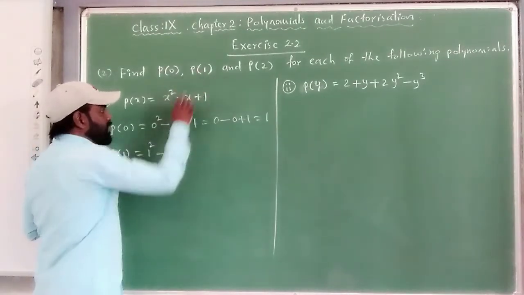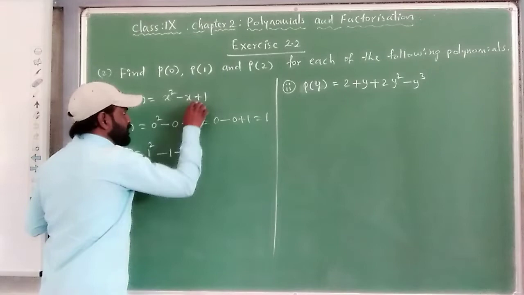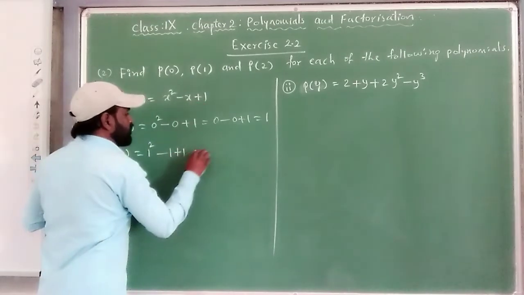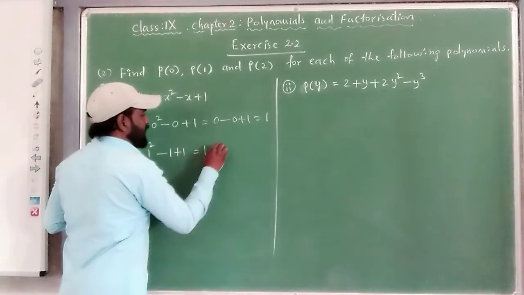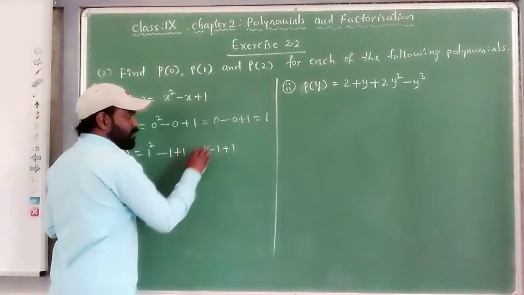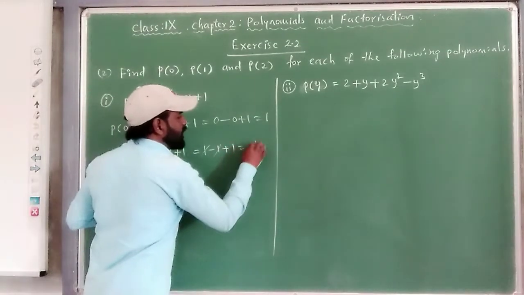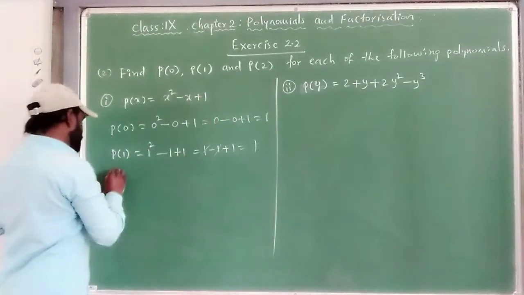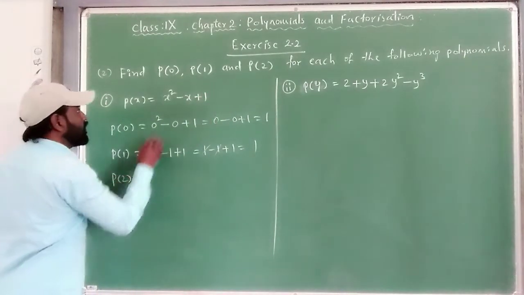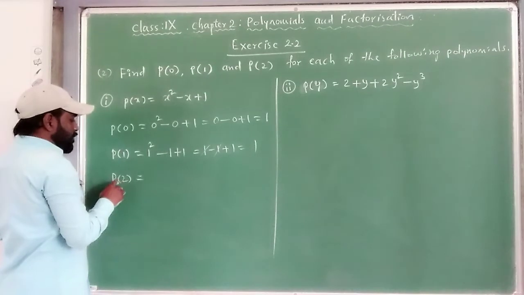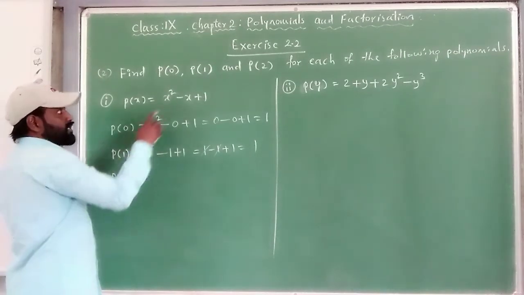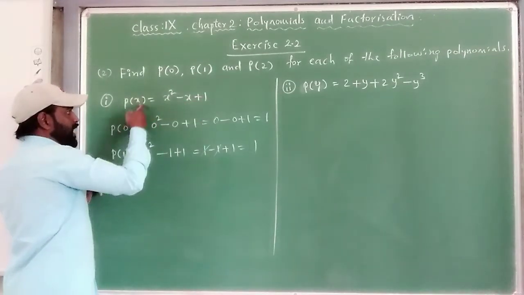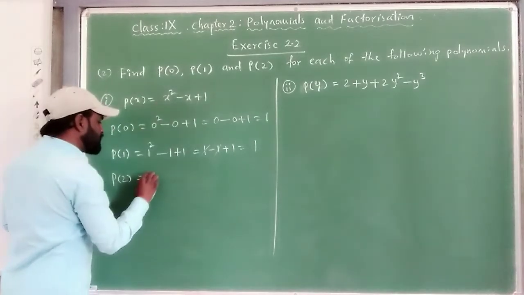In place of x, what will you write? 1, again 1 as it is. So here 1 square is 1, minus 1, plus 1. So plus 1 minus 1 cancel, remaining only 1. Next, P of 2 also we have to find. So P of x is equal to x square minus x plus 1. P of 2, that means in place of x I have to substitute 2.